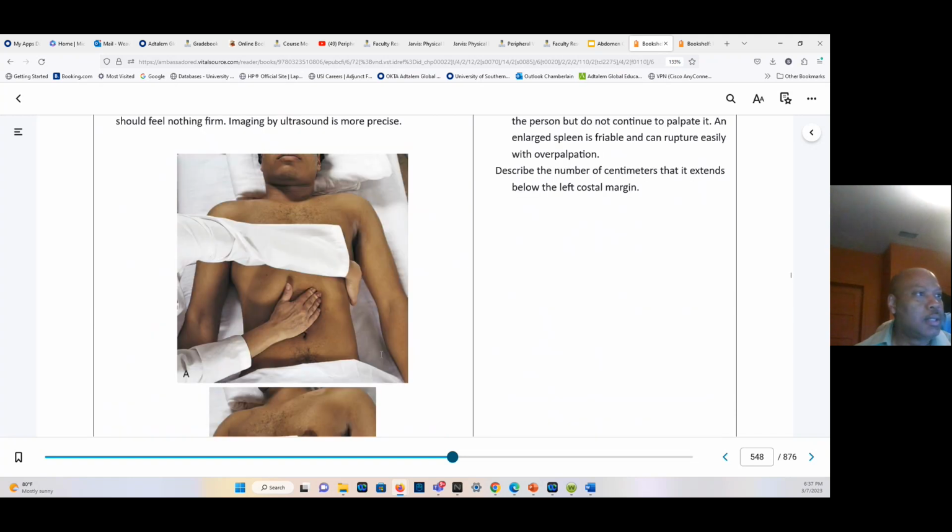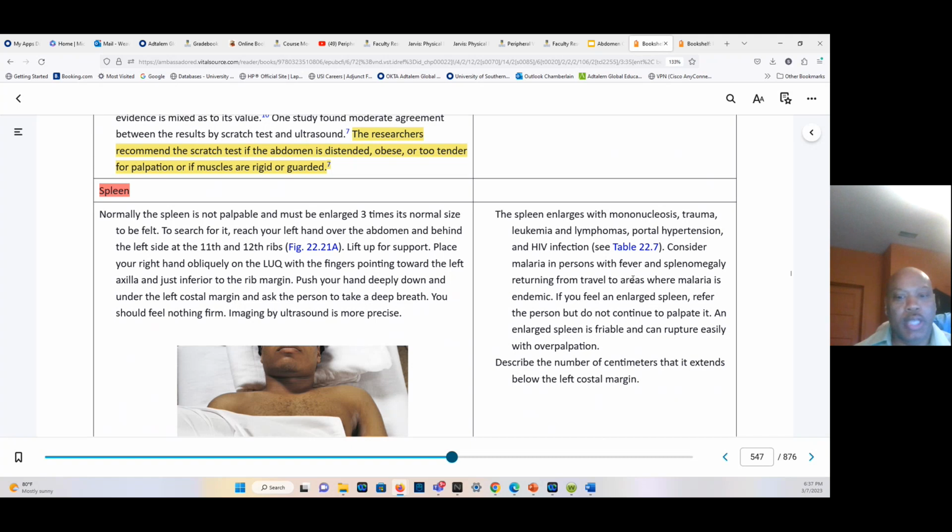And here again, just make sure you guys are taking a look at this information here, because when you're assessing the spleen, if it is enlarged, it can be mononucleosis, it can be trauma, leukemia, lymphomas, portal hypertension, and also an HIV infection. All right. Also consider malaria in persons with a fever and splenomegaly, especially if they are returning from travel where malaria is prevalent or endemic.